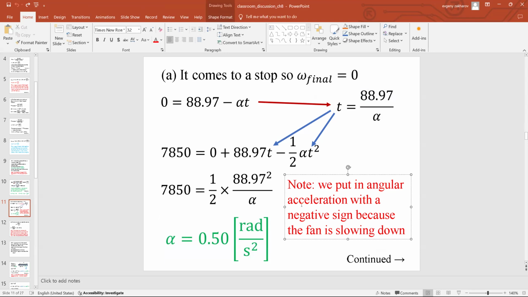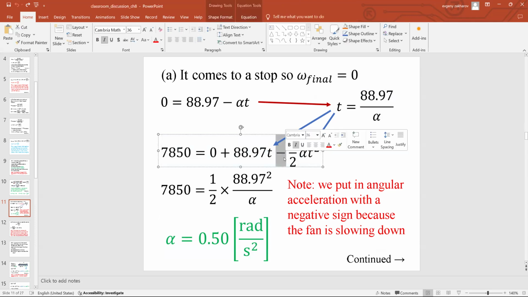Yeah, we put in angular acceleration with a negative sign because the fan is slowing down. Be careful. You have to show me a negative sign for acceleration here and a negative sign for angular acceleration there. You can't say it's positive because we're not speeding up, we are slowing down. Remember, for speeding up, acceleration and velocity should be the same sign.